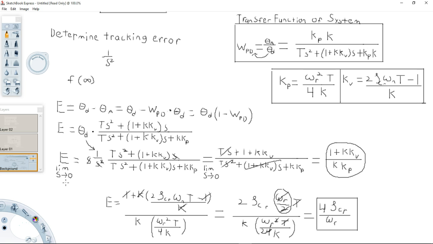Because when you have a static error, you are essentially not constantly changing the input. The static error is just a unit step function. So you would have less room for error if you're just going at a constant displacement.